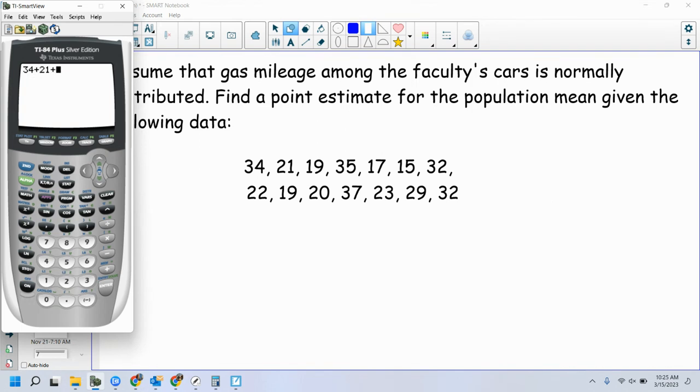34 plus 21 plus 19 plus 35 plus 17 plus 15 plus 32 plus 22 plus 19 plus 20 plus 37 plus 23 plus 29 plus 32. Okay. And divide by 1, 2, 3, 4, 5, 6, 7, 8, 9, 10, 11, 12, 13, 14. Divide by 14. All right. 25.36, which is actually pretty close to the big one I had in my notes.